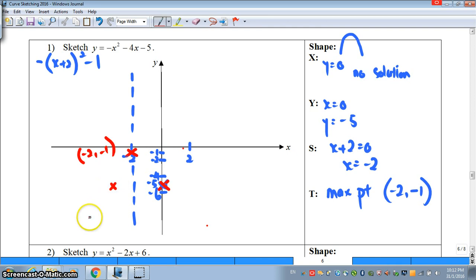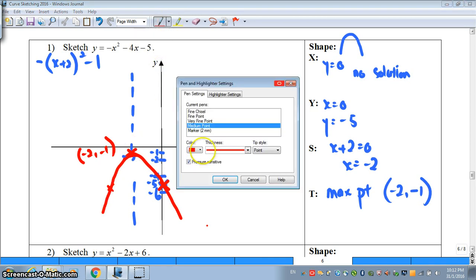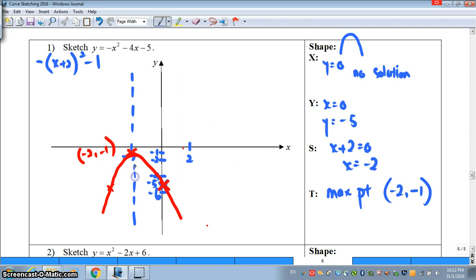With that, let us join our curve. I'm not satisfied because it doesn't look smooth. I'm going to erase and draw again. Until you are satisfied with the curve, then you're done. There you have it. There's no intercept along the x-axis, but we are still able to sketch our curve.